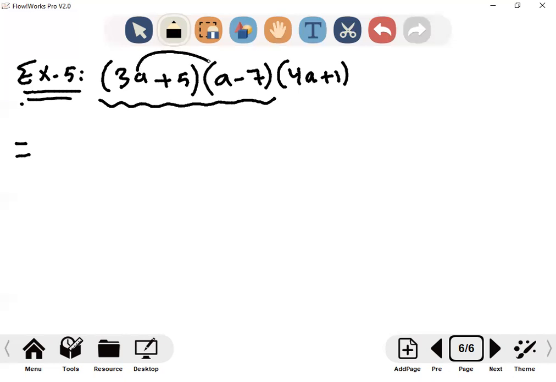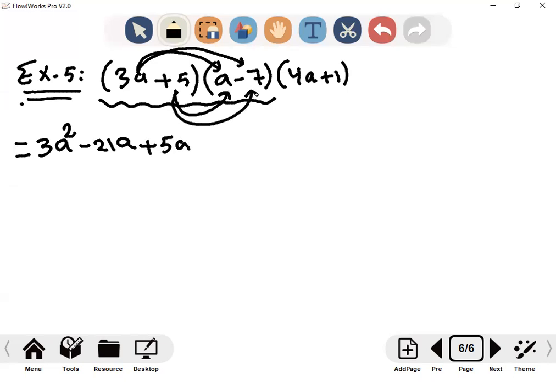So here 3a multiply a will be 3a power 2. Done? Now 3a multiply negative 7, negative 21a. We are done with the 3a. Now I will go to the 5 and do the same. 5 multiply a, plus 5a. 5 multiply negative 7, negative 35. This is the product of the first 2 parentheses. The third one will come down.